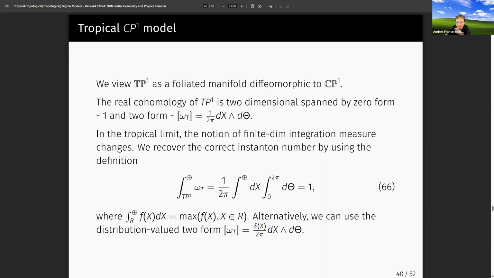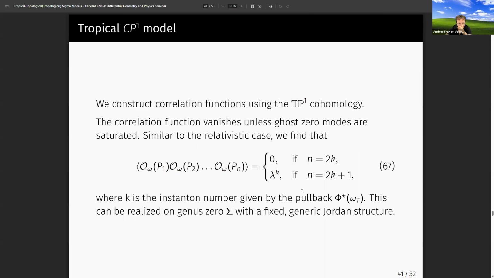And so we keep the angular coordinate as regular finite dimensional integration. You can use the Lebesgue measure, but the integration measure along the radial x coordinate is going to be tropical. When you compute that, you're going to get precisely 1. When you pull this back to the world sheet, you're going to get precisely the instanton number k that we want.